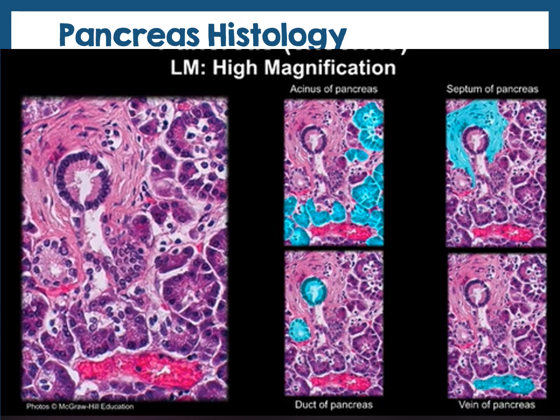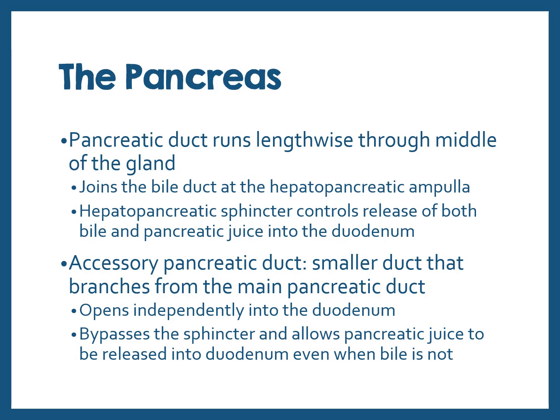So here we have parts of the histology highlighted. So we have the acinus, which are those cells of the pancreas. And then we have the duct of the pancreas with that simple cuboidal epithelial tissue here and here. And so eventually these ducts are all going to converge and lead to the main pancreatic duct. And that pancreatic duct is going to run along the middle of the pancreas.